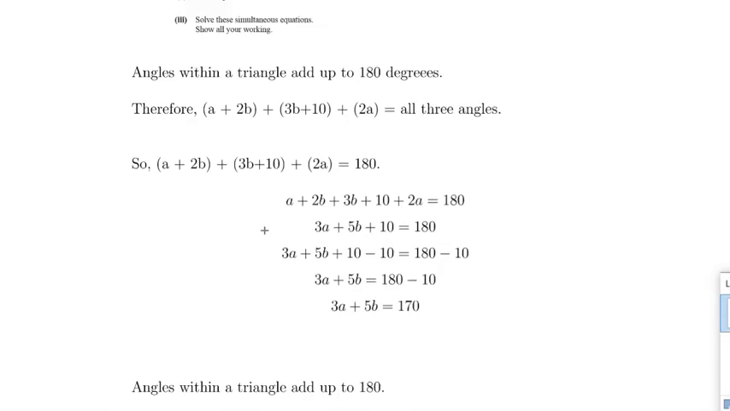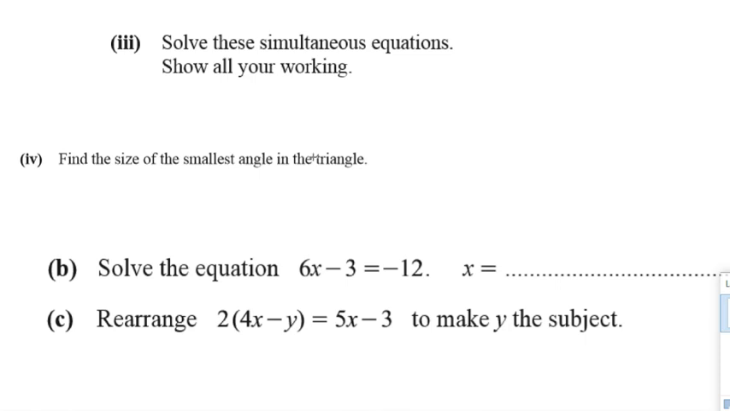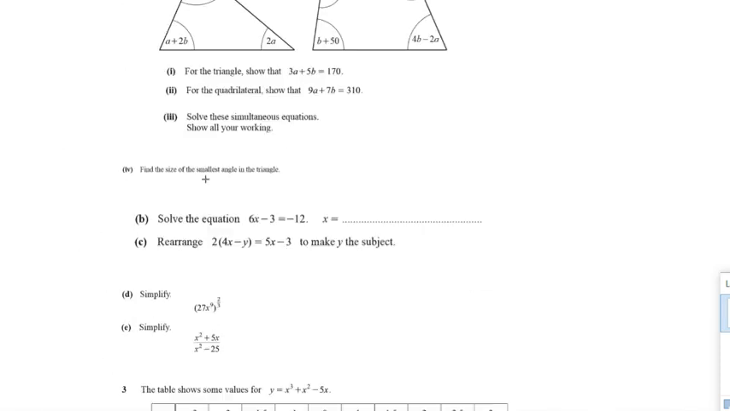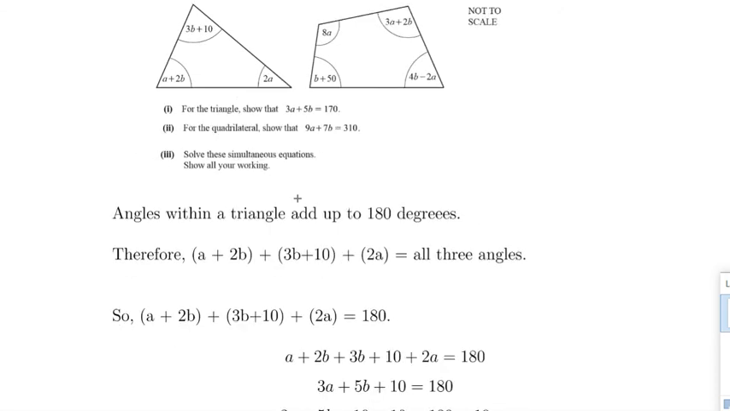Just as a heads up, there is also another question that's not in here which says find the smallest angle in the triangle. Find the smallest angle in the triangle. So just a couple of things that you need to know. It's like, what has been given?